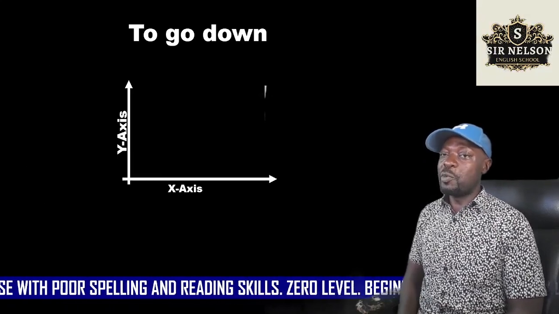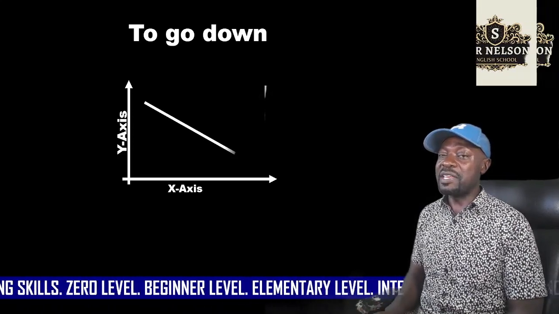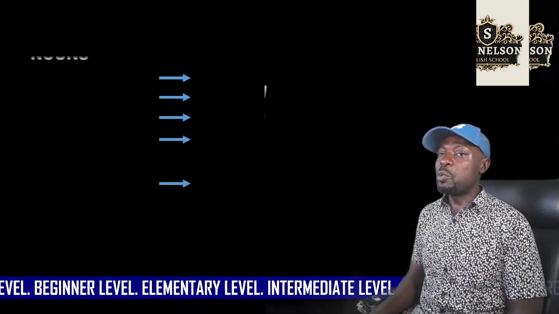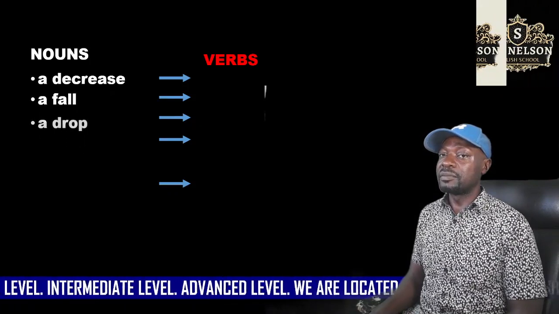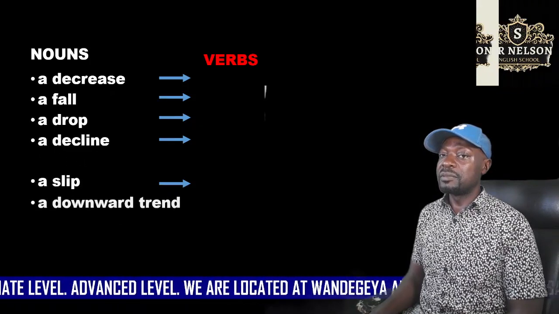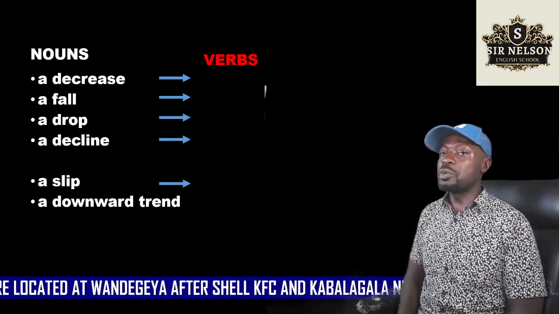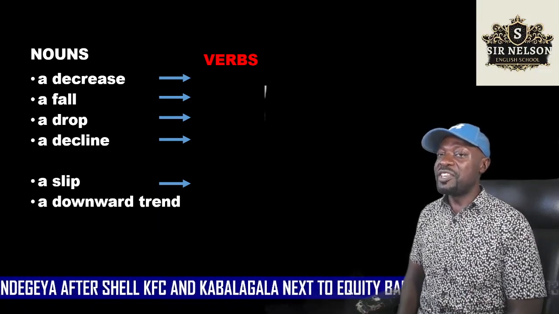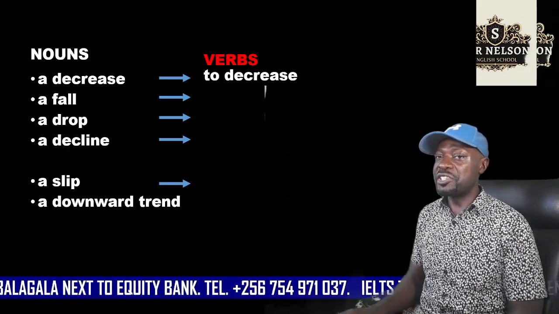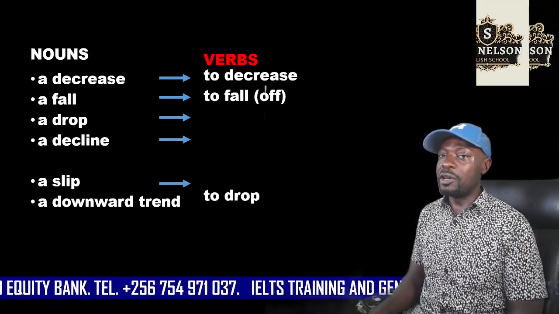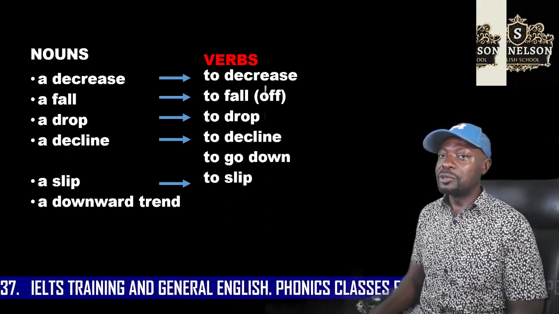The opposite. We also have a trend which is to go down, and it appears like that. Again, we need nouns and verbs. All those words mean exactly the same. They all mean to go down. These are synonyms. If we have a noun, we have a verb, to decrease. A fall, to drop, to decline, to go down.